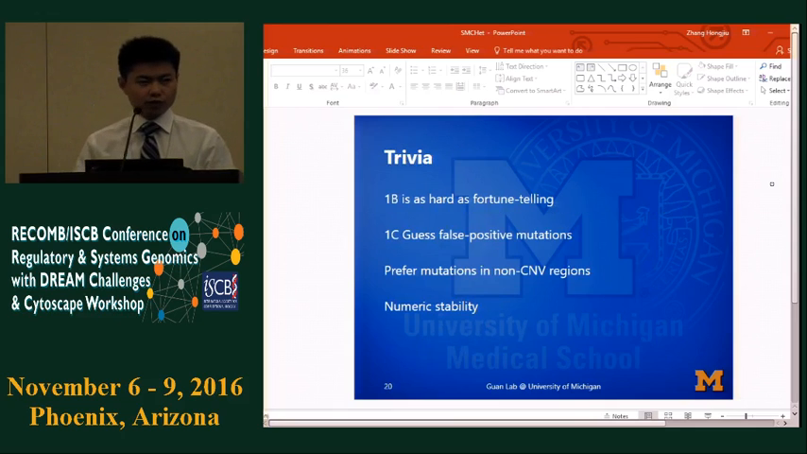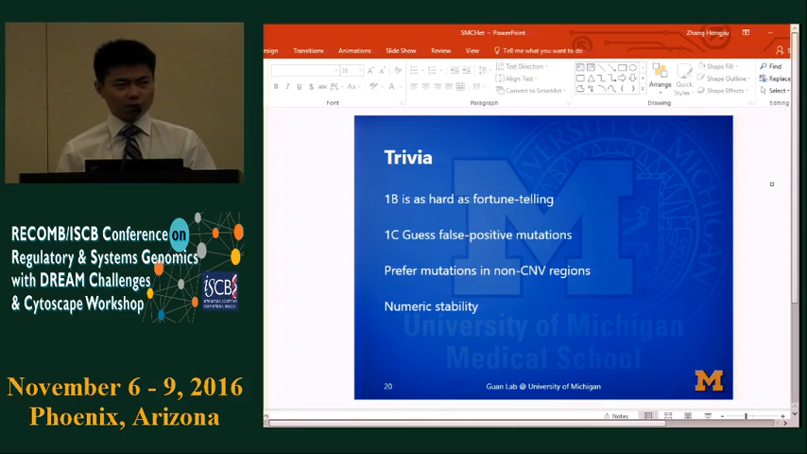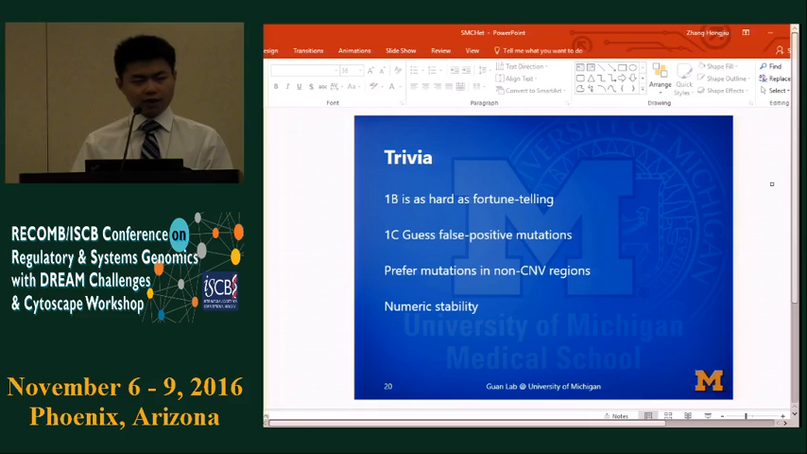And there is some trivia we would like to share about our algorithm. First, Subchallenge 1B, inferring the number of clusters, we think is really hard. The nature of this challenge is that in the simulated data there is a specific number of subclones, and we want to infer that number. For a long time we didn't have any clue how to do that, and we thought it was fortune telling. And 1C is actually important if you want to infer that, because it's the core of Subchallenge 2 and Subchallenge 3.